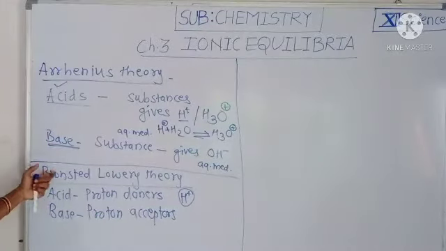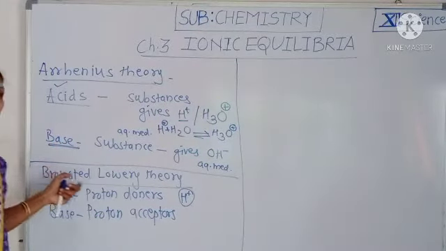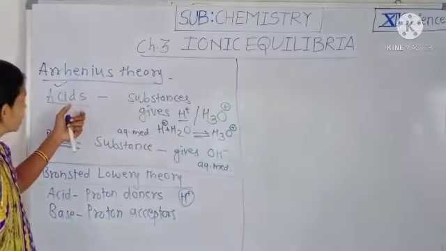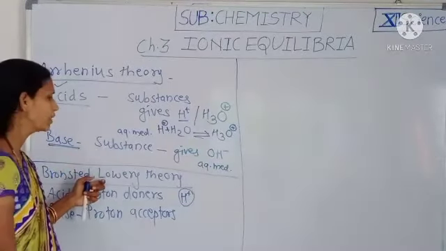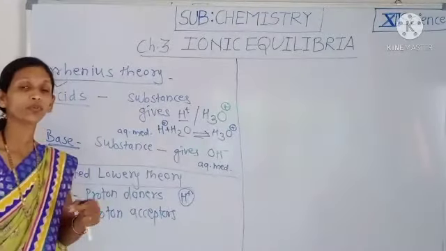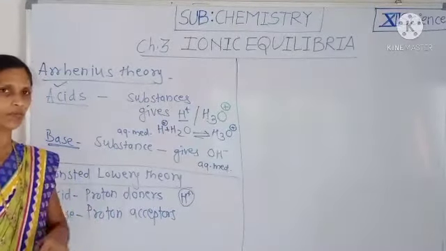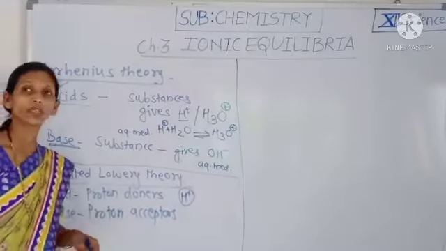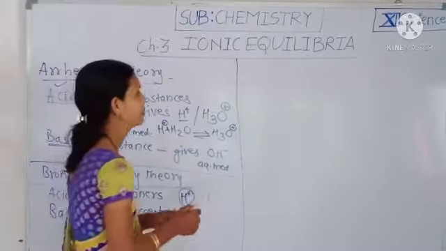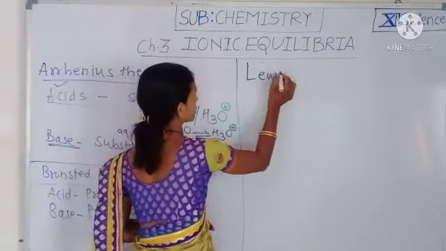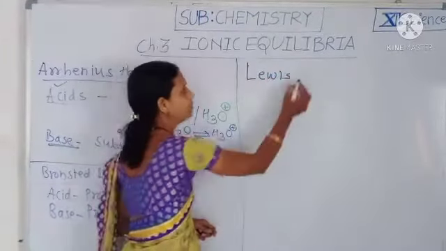Now there are a few limitations in the Arrhenius theory and the Bronsted-Lowry theory in determining whether certain substances are acidic or basic. Therefore, a new theory was developed by Lewis, that is the Lewis theory of acid and base. Today we are discussing the Lewis theory of acid and base.